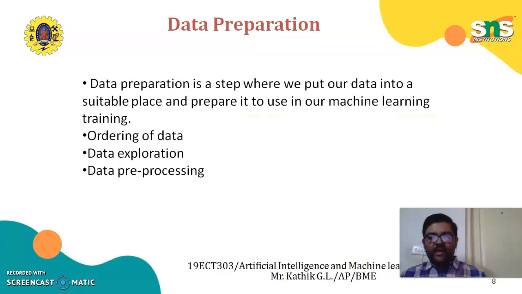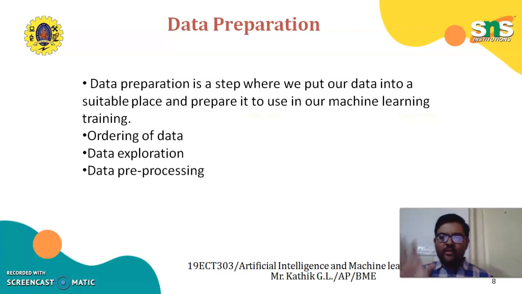Then data preparation. After gathering, the data has to be prepared so that we put our data into a suitable place and prepare it to use in training of the machine learning model. Data preparation involves ordering the data. So the data may be not in the proper order. So ordering the data.